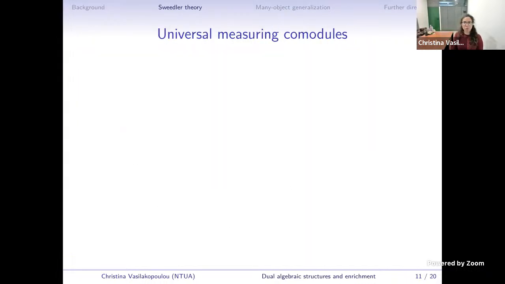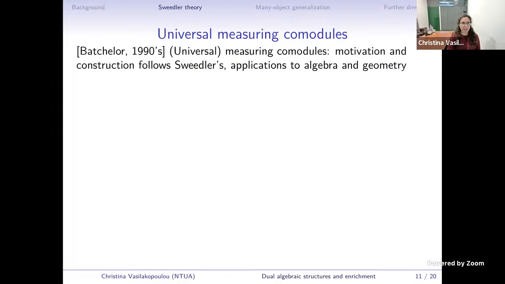And now off to modules and comodules. So something very, very analogous to what happened with algebras and coalgebras is now going to take place with their modules and comodules respectively. It was Marge Batchelor back in the 1990s that first defined this notion of a universal measuring comodule in the setting of vector spaces and R-modules. And the motivation comes from Sweedler, but she actually worked out a bunch of very interesting applications on connections on bundles and loop algebras and things like that in that paper.